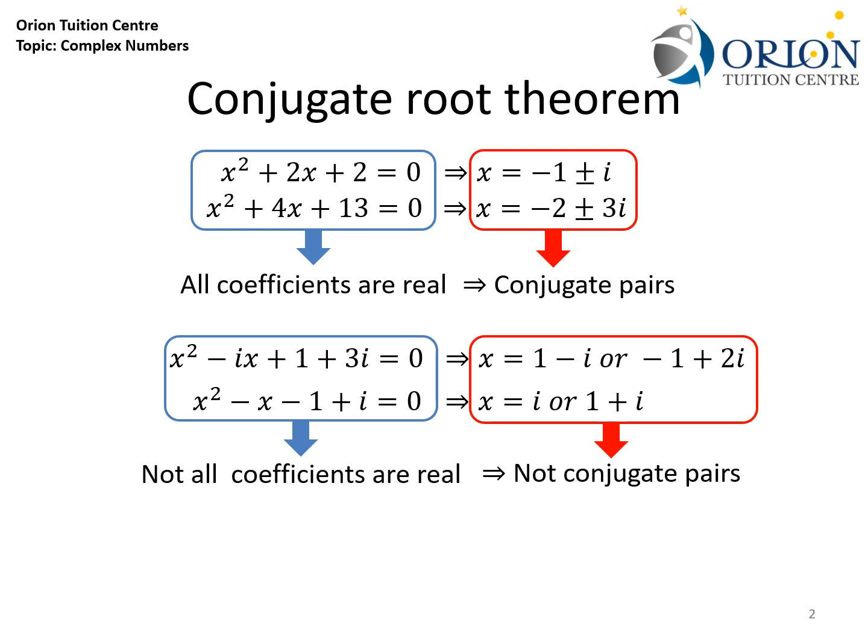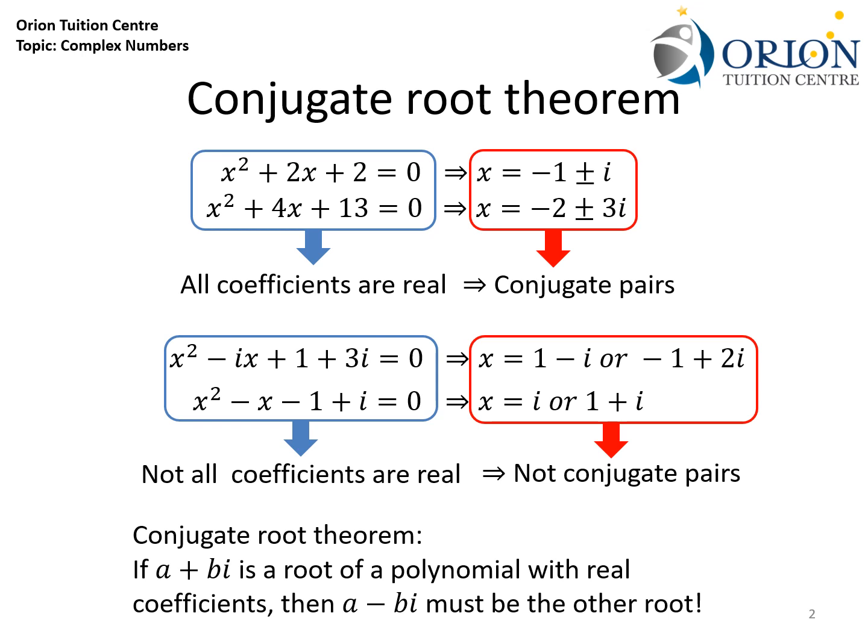In other words, if we have a plus bi as a root of a polynomial, and we see that all coefficients of this polynomial are real, then a minus bi must be another root of the polynomial. This is the conjugate root theorem.